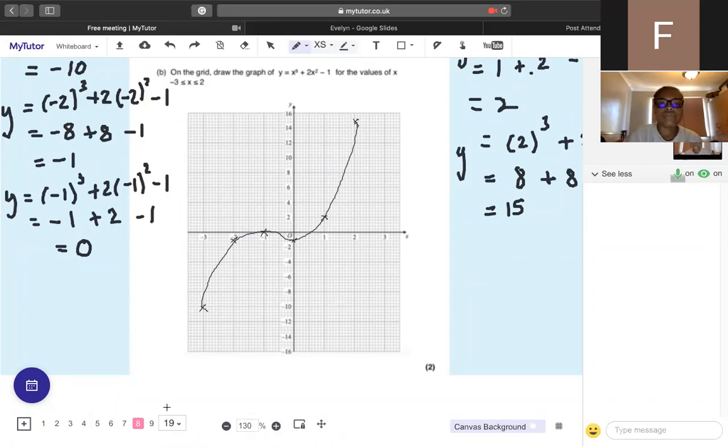So that is how we draw cubic graphs. Hopefully it makes a lot of sense. It's very similar to quadratic graphs. You plot the coordinates and then you just connect all of your coordinates with a smooth curve.